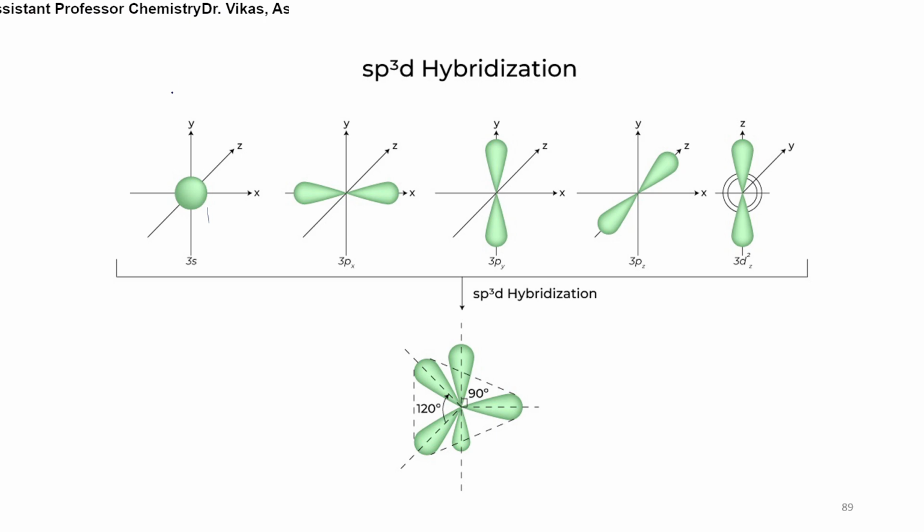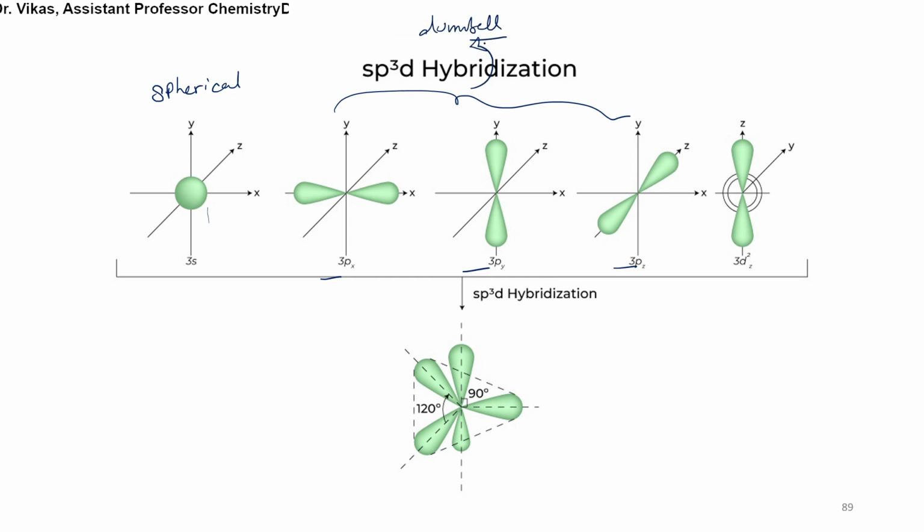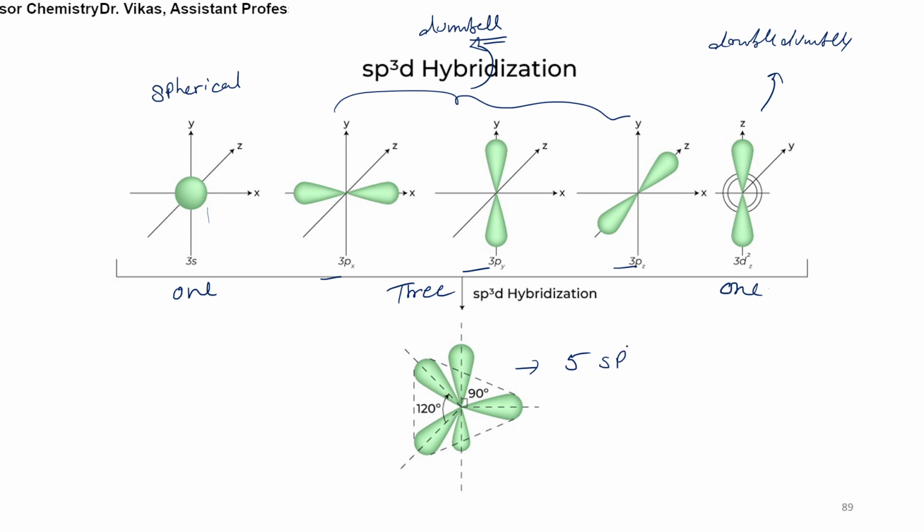The 3s orbital is spherical, px, py and pz are dumbbell shaped, and dz square is double dumbbell shaped. These 5 orbitals, 1, 3 and 1, total 5 orbitals, hybridize to give 5 sp3d hybrid orbitals.